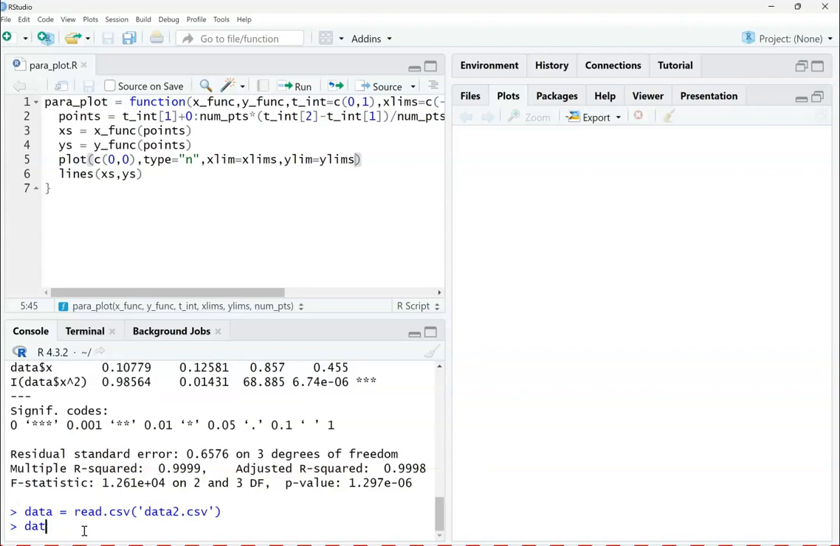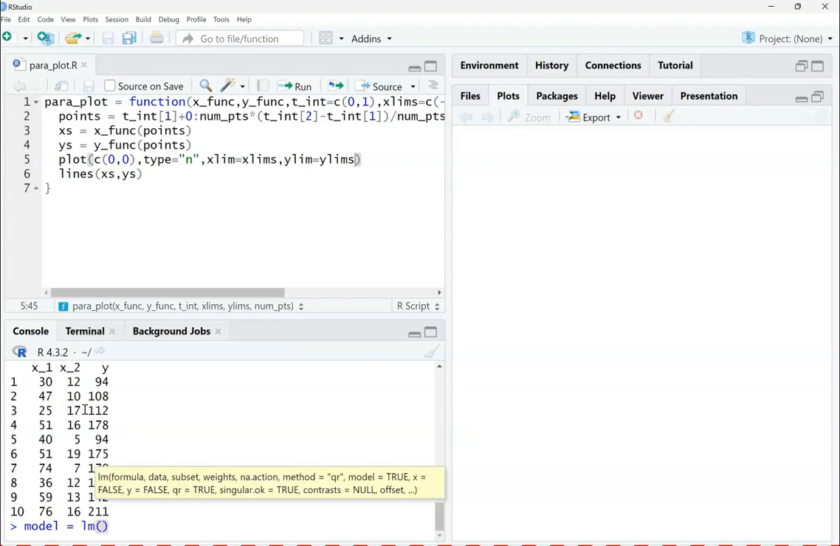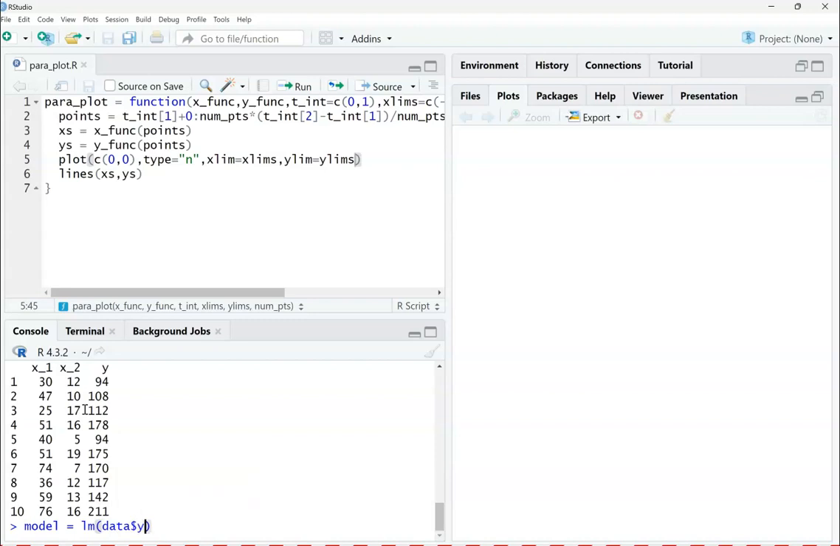Again, if I want to just type in the data and see that I really did import what I wanted. Notice again, it's got the headers in here, x sub 1, x sub 2, and y, right? So again, just like before, if I want to make a linear model, I want to predict the y values coming from the data we imported. So I'll use that data, whatever name I gave it. You can call it whatever you want.